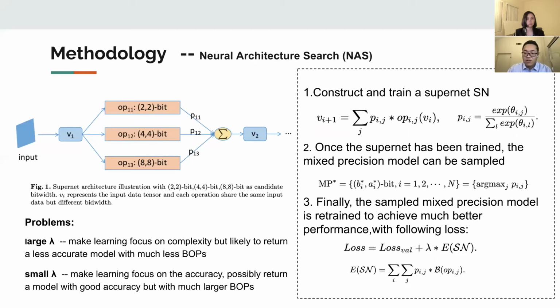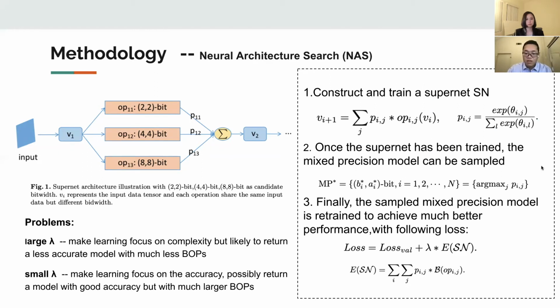As the figure shows, for example, between node V1 and V2, there are several candidate operations. The output is calculated by assembling all the edges, and Pij is the importance factor and can be calculated. Second step, after the supernet has been trained, the mixed precision model can be sampled. Finally, retrain a sampled model to gain better performance.